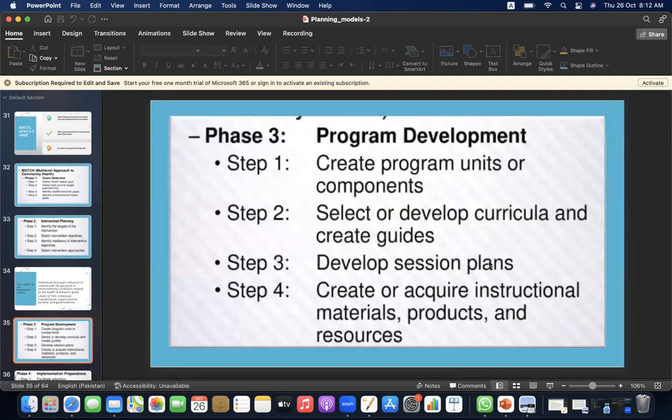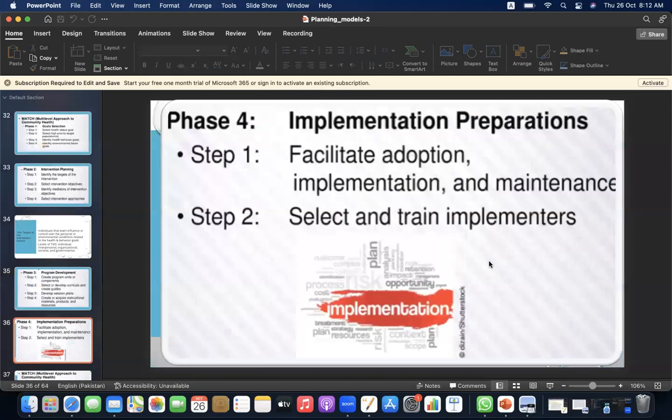Phase 3 is the program developmental phase. Step 1 of the phase is to create program units or components. Step 2 is to select or develop curricula and create guides. Step 3 is to develop session plans. Step 4 is to create or acquire instructional materials, products, and resources.